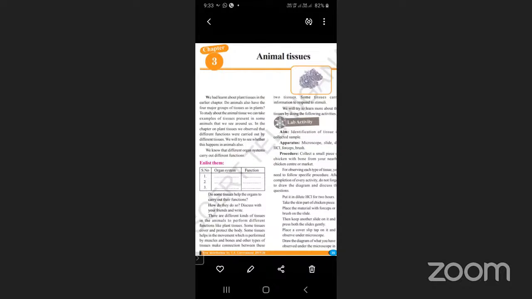And this Marcello Malpighi is the father of animal histology. Histology is nothing but the study of tissues. What is tissue, sir? Tissue is a group of cells similar in structure and function.